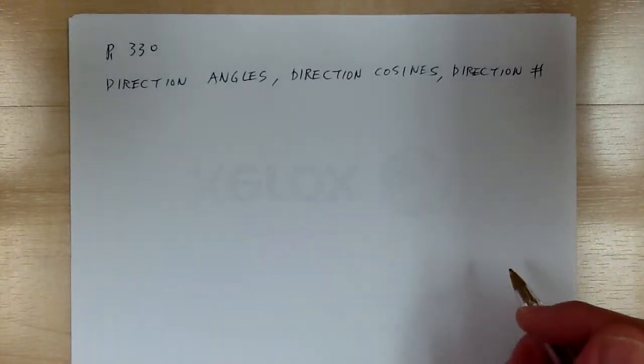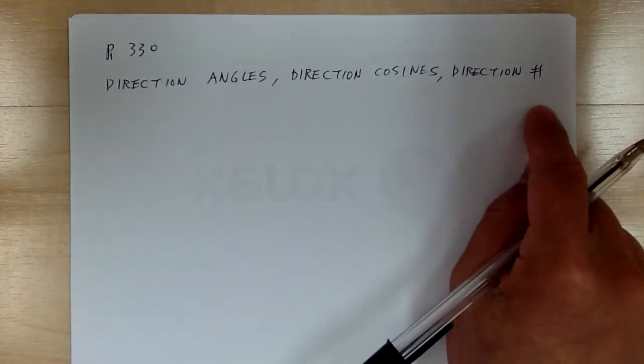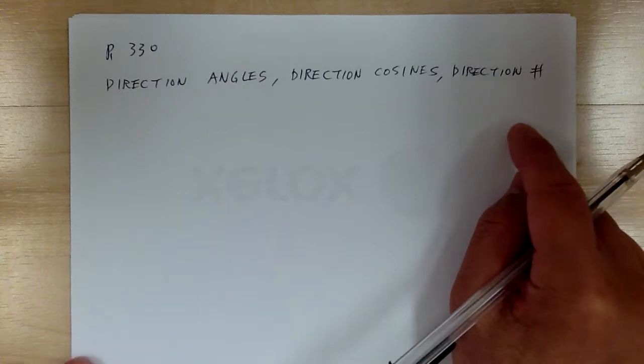Open your book to page 330. This lesson is on direction angles, direction cosines, and direction numbers. So you need to know what all this means.